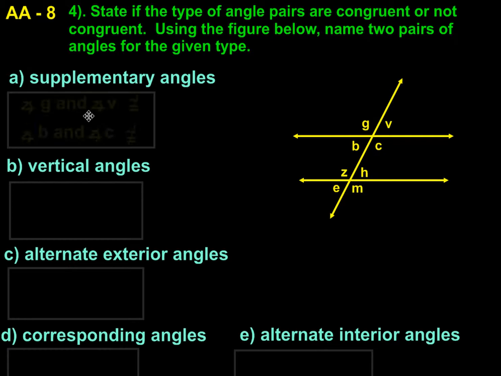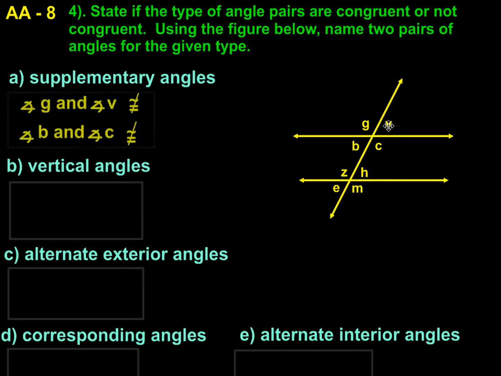For supplementary angles, I've got angle G and angle V. G and V. Together they make 180. And I've got angle B and angle C on the other side of that. Again, together they make 180. Now, supplementary angles can be congruent. Well, in this case, they're not congruent. They could be if they were both 90, but the angle of this line prevents that from happening. So these 2 are not going to be congruent to each other.